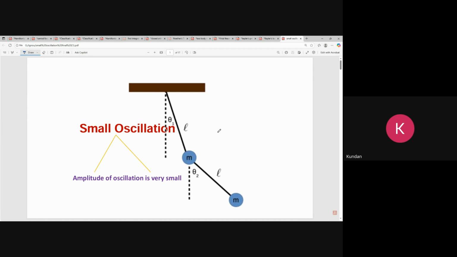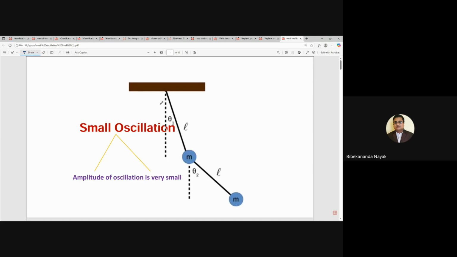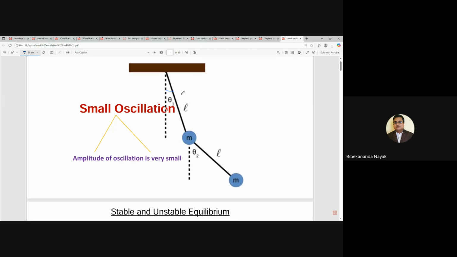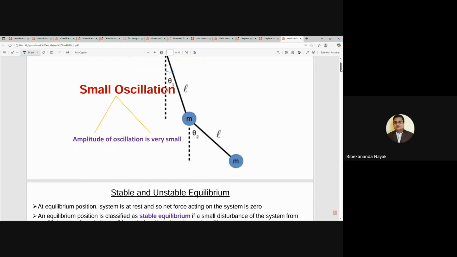Small oscillation means when the amplitude of oscillation is very small. Actually, in all the cases of simple harmonic motion, we take the amplitude to be very small. In small amplitude, you can approximate: when theta is small, sin theta approaches theta and cos theta approaches 1. So all formulas are valid for small oscillations.